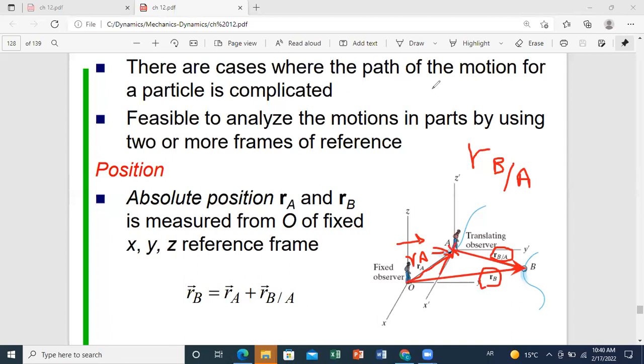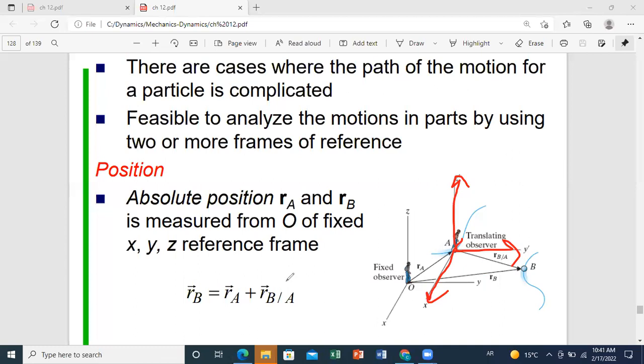Keep in mind also that the moving frame should be translating. I will tell you why in a while. So you cannot at this stage take a rotating frame. The frame fixed to A should be translating. In the next chapters for rigid body analysis, we'll see what happens if we take a rotating frame. But now for particles, we'll just limit ourselves to a translating frame.